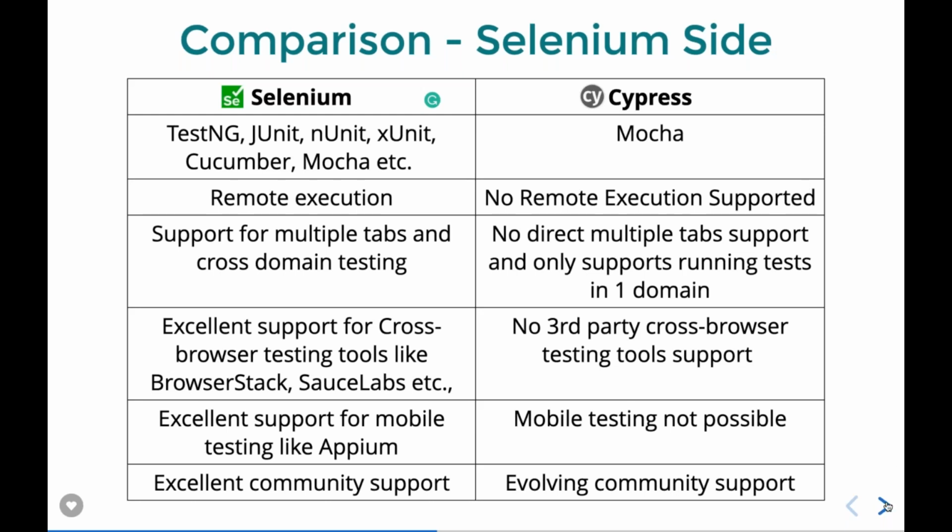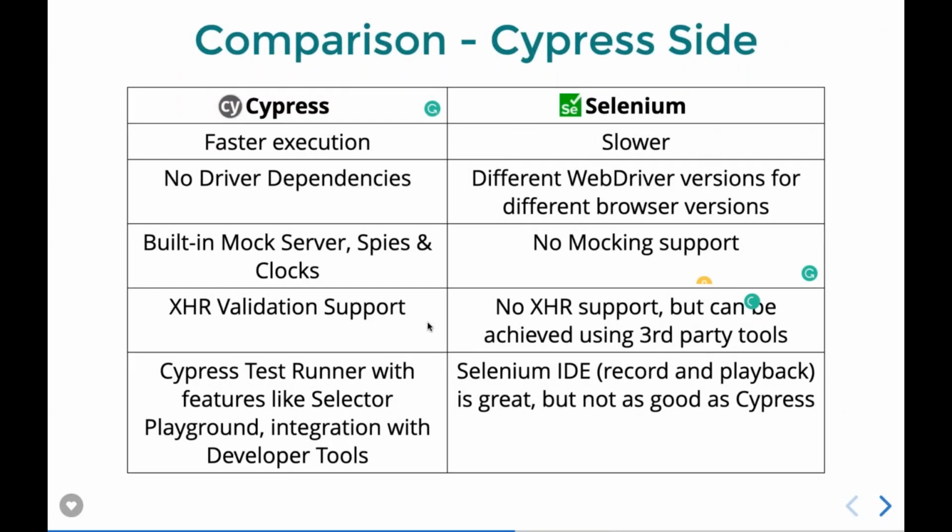Now let's see the comparison when it comes to Cypress. What are the advantages of Cypress? First one, Cypress is much faster. Like I said earlier, there is no middle layer, there is no JSON wire protocol, or there is no WebDriver involved here, so there is a faster execution. And then there is no driver dependencies.